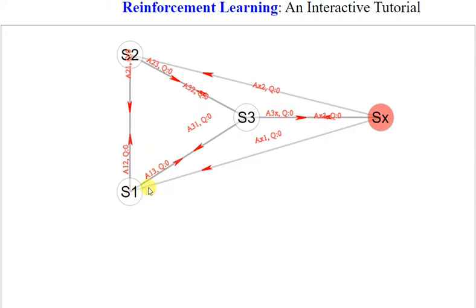From S1 it can go to S2 and S3. From S2 it can go to S1 and S3. And from S3 it can go to Sx, S2 and S3. If the agent follows any of the above actions, the environment will reward the agent with, let's say, 1. Notice that the direction of the edges is showing a positive reward.